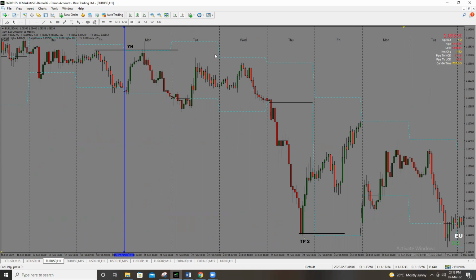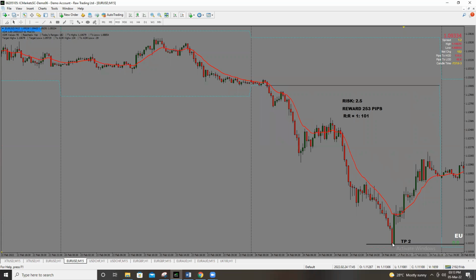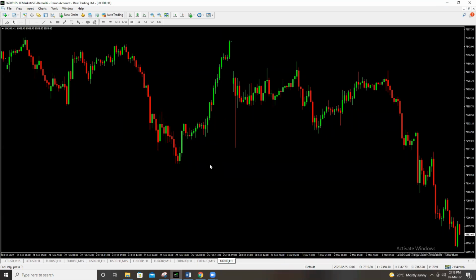So you're risking the same 2.5. The move that it has made is 253 pips. So what's the risk reward? 253 divided by 2.5 is about 1:101. That is pretty cool. Now, let's say you're using a naked chart.